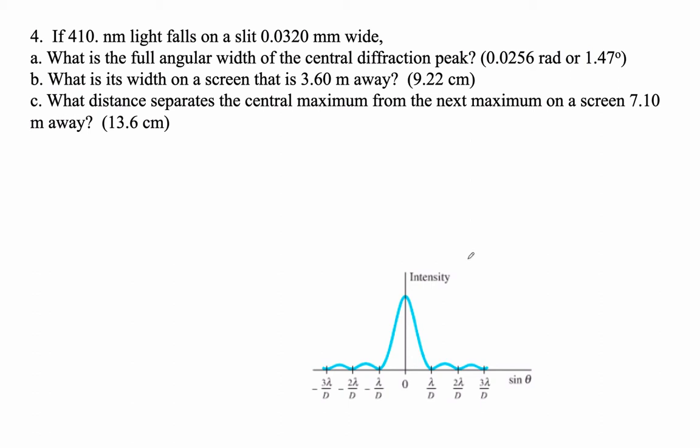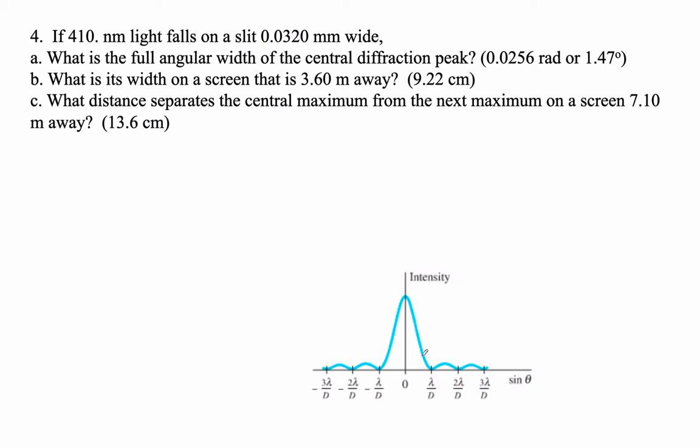Okay, 410 nanometer light. This is, by the way, intense, almost ultraviolet, right? It falls on a single slit that is 0.032 millimeters wide. What is the full angular width of the central diffraction peak? Well, remember that the central peak is twice as wide as the other peaks.